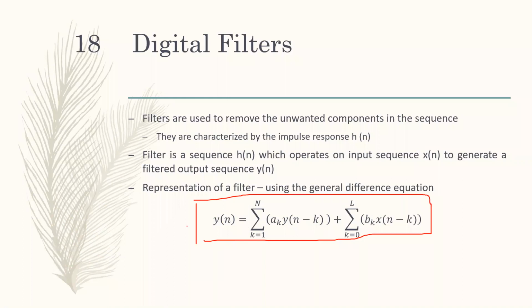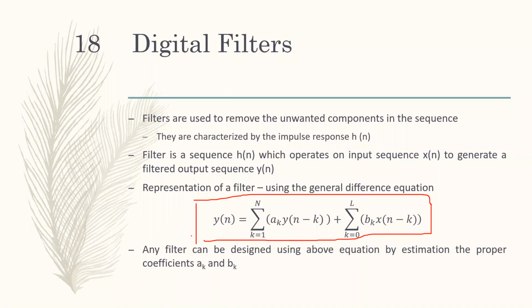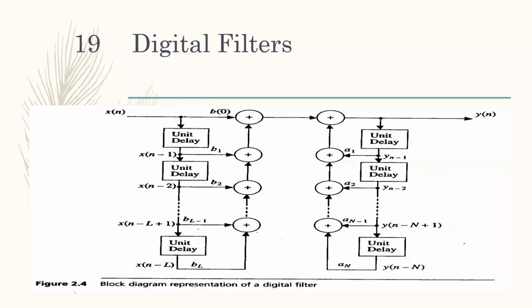When I present this general equation as a block diagram, this is how it is represented. I have x of n and y of n, and in between, the entire equation has to fit in. Here we can see this is b0, this is b1, b2, and so on up to bl. This entire thing is obtained based on the equation, and these are the coefficients ak.